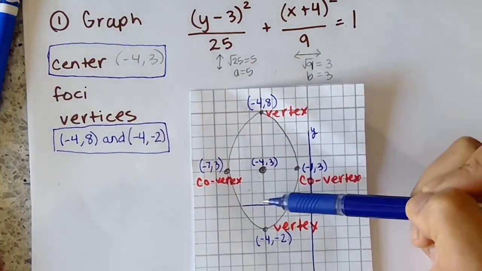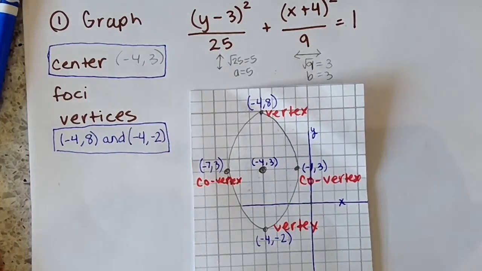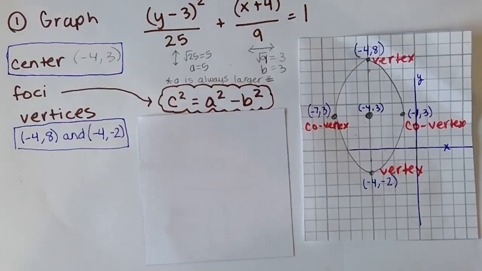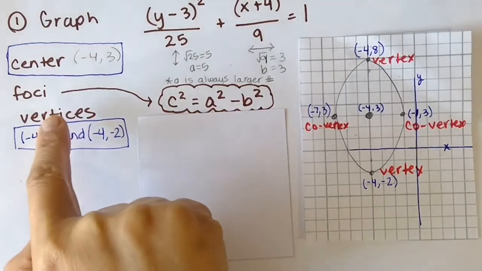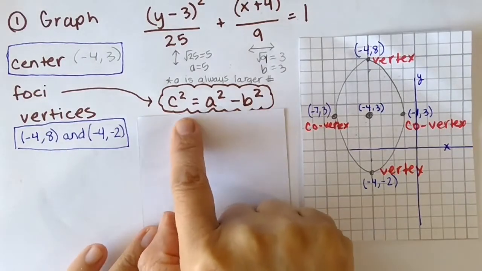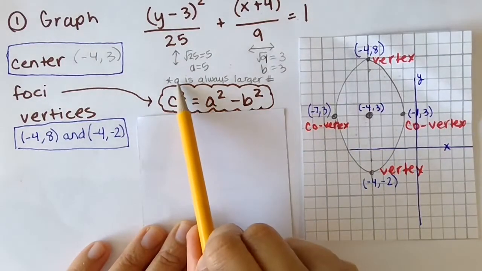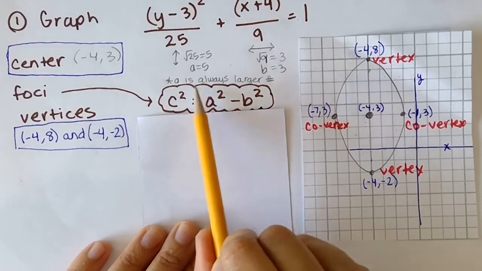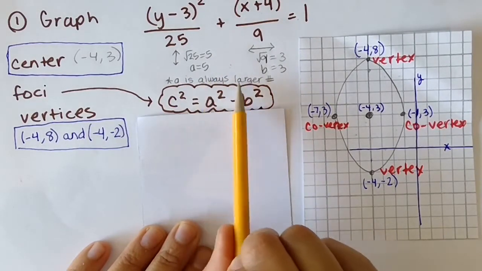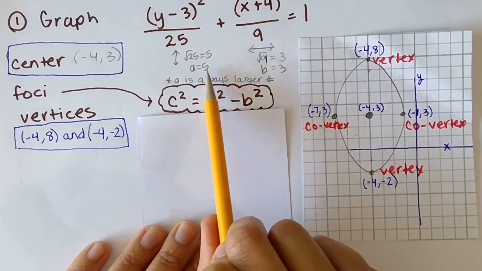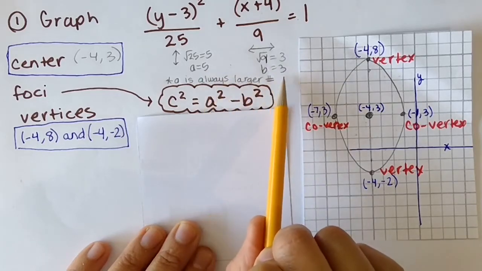So in order to find my focus points, I have to go back to the formula. Find my A, B, and C value. Well, I know my A, B, and C value. Let me write my formula. So to find the focus points, we're going to use the formula C squared equals A squared minus B squared. Write this down. A in an ellipse is always going to be the larger number. So A is 5 and your B value is 3.